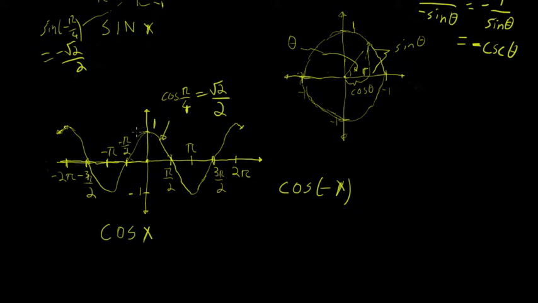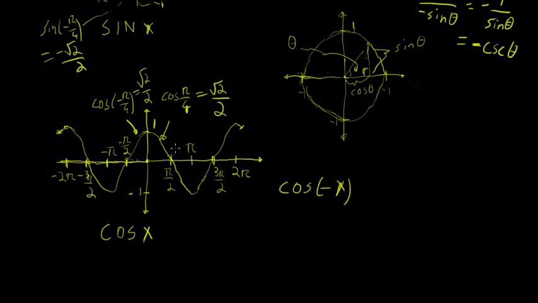But what's the cosine of negative pi over 4? Negative pi over 4 is somewhere here. This is negative pi over 2. So I have hash marks every pi over 2. So this is negative pi over 2. So around here would be negative pi over 4. And cosine of negative pi over 4 is also equal to square root of 2 over 2. So it seems like cosine of negative theta, or negative x, is equal to cosine of theta, or x.